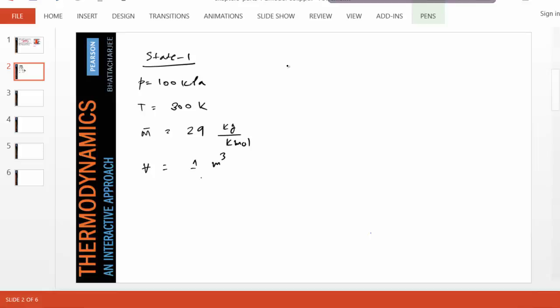We can use the ideal gas equation of state, which is PV equals RT. That defines an ideal or perfect gas. So if you recall, R is what? R bar over M bar T. So therefore, the specific volume can be found as R bar over M bar T over P.